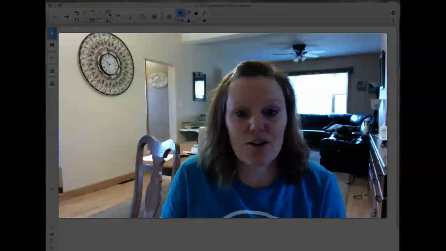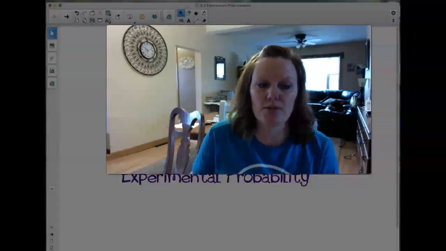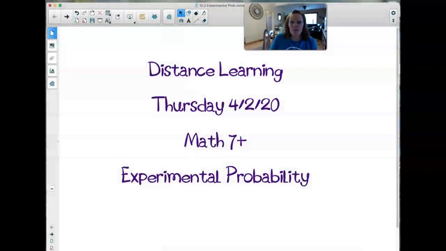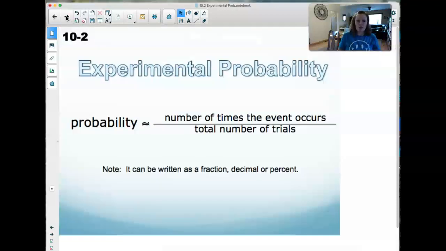Anyways, we are going to start some more probability today. We're going to learn about experimental probability. So let's get going with this. Experimental probability is really the probability you can find after conducting an experiment. We have lots of different experiments we can use, like flipping a coin, picking a card from a deck of cards, rolling a die. Those are very simple experiments. So probability is really the number of times an event occurs over the total number of trials. And we remember we can have it written as a fraction, decimal, or a percent.